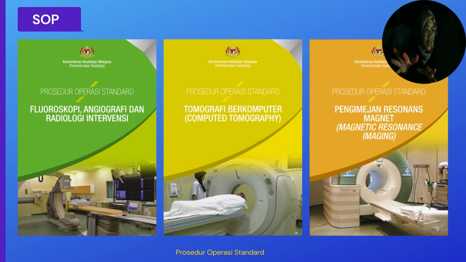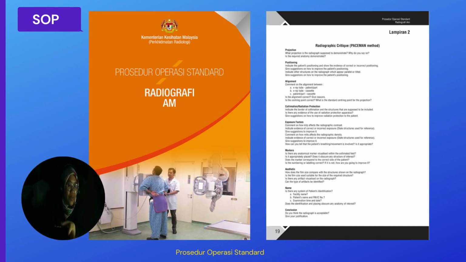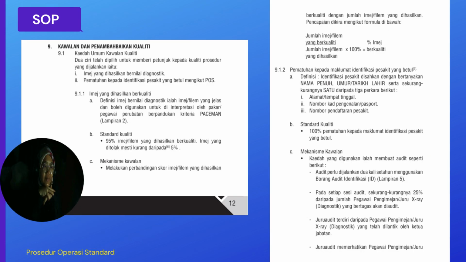Okay, this is another book about fluoroscopy, angiography, and interventional radiology, about CT scan and MRI, which you can search in the website. I just want to highlight here, in the SOP for general radiography, they also suggested to use the Passman method for radiographic critique. Okay, there is also highlighted in the SOP about how to control and to improve the quality. So this is suggested in the book. You can use it as a reference. You also can take this idea to do the clinical audit.